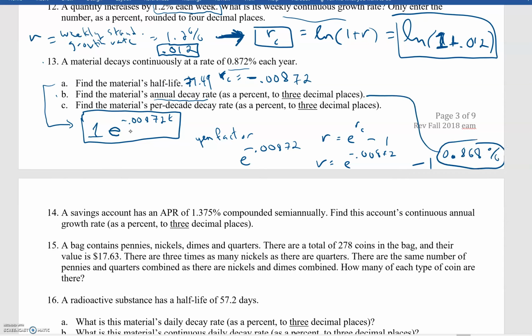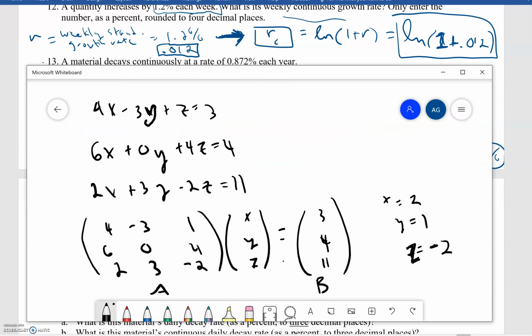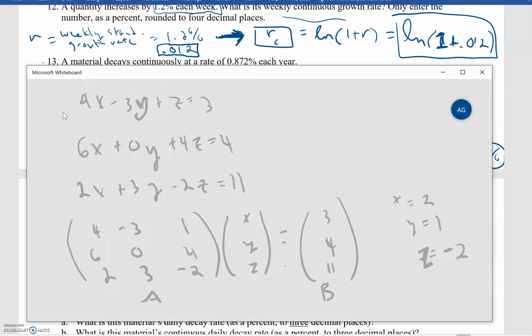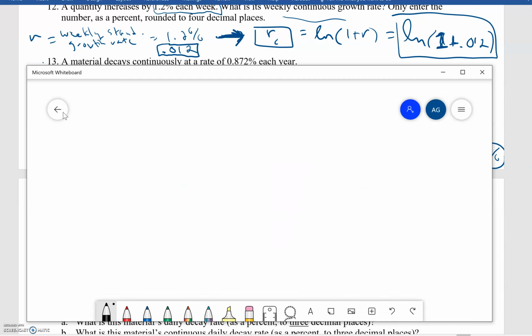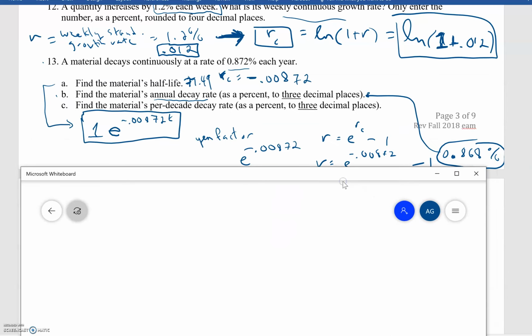That is my annual decay rate. What about question C, find the material's per decade decay rate? So for that one, we've got to do a little bit more work because we also have a time unit change. I'm going to start by looking at the factor. The yearly factor is e to the negative 0.00872.